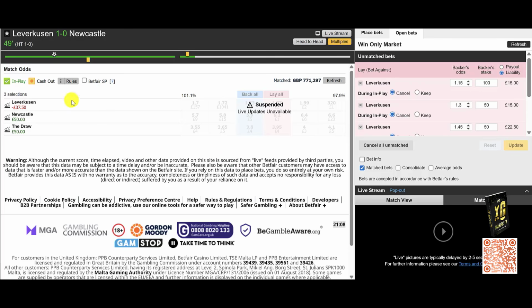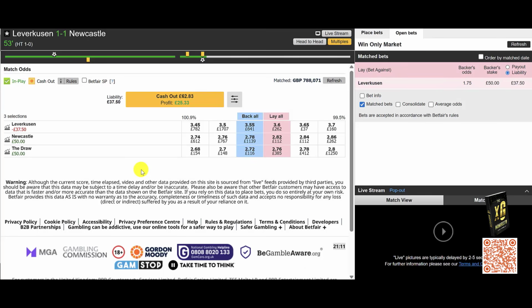I'm not sure what's happening with the penalty, but it's 49 minutes. It's Leverkusen 1, Newcastle 0. Well, that worked out pretty quickly, didn't it? It was actually a penalty to Newcastle. Newcastle have scored the penalty.